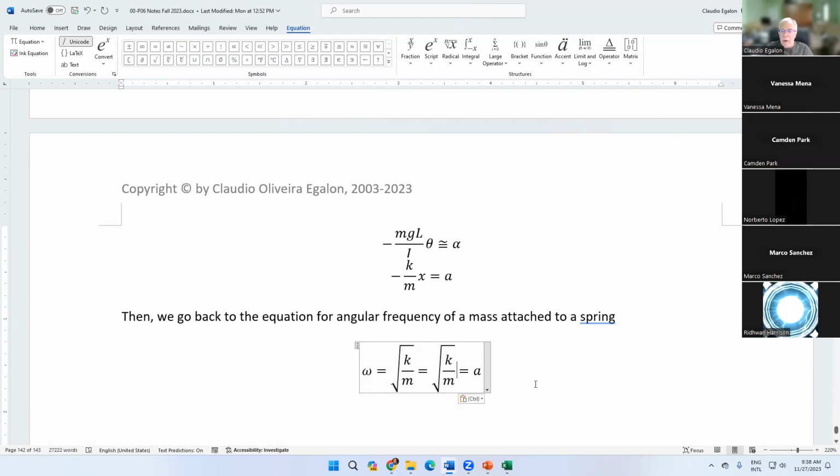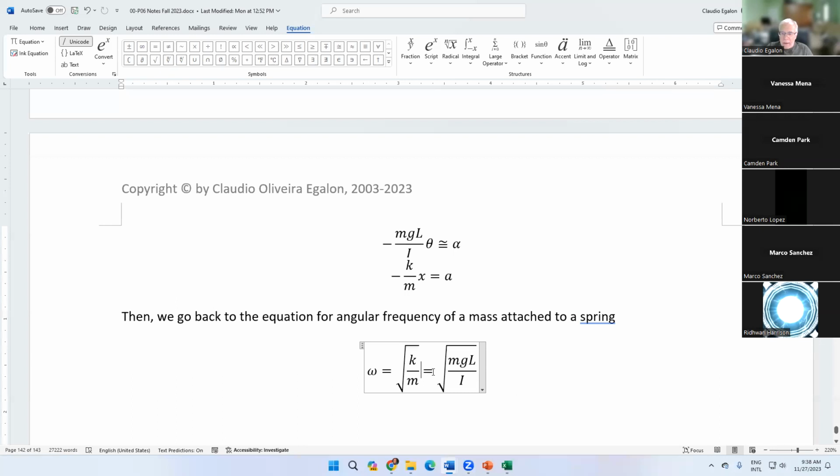Okay, but recall that my corresponding K prime for the angular quantities is going to be MGL, right? And the angular mass is going to be I, right? So this K over M should be substituted by MGL over I, right here. That's the angular frequency. We can do better.